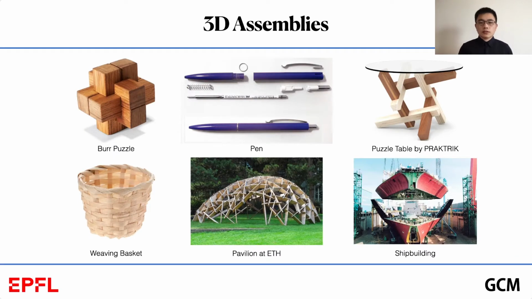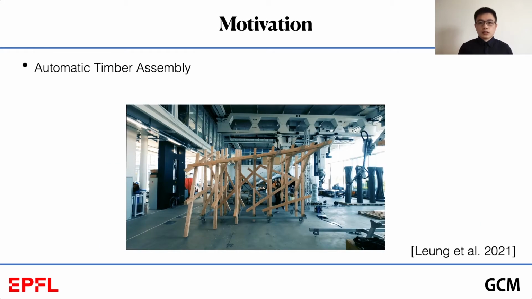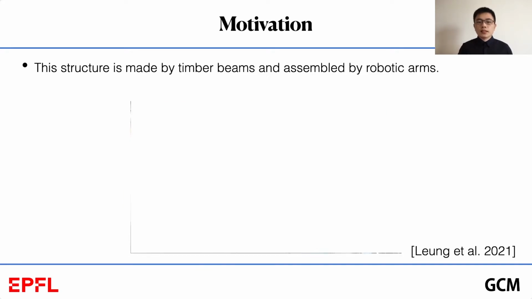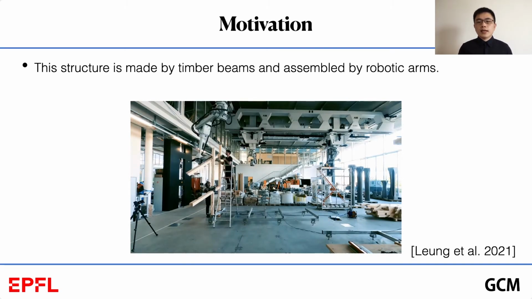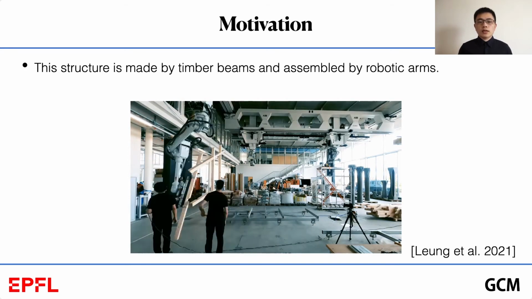An assembly refers to a collection of parts jointed together to achieve a specific form and functionality. This project is motivated by the recent development in digital fabrication, particularly the automatic timber assembly. The goal is to use robotic arms to assist timber structure assembly. The structure should be stable and assemblable at every intermediate assembly stage as well as their final stage.